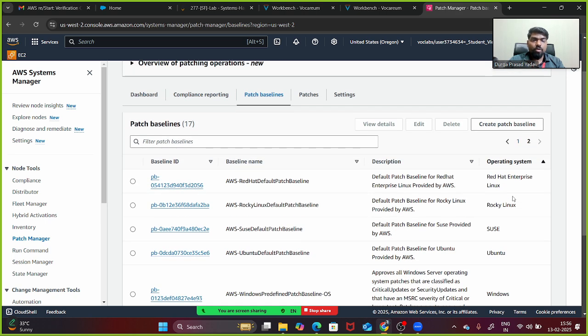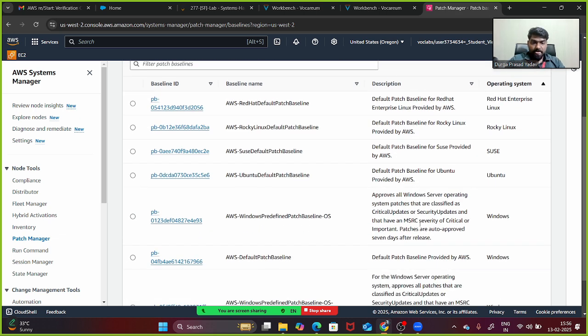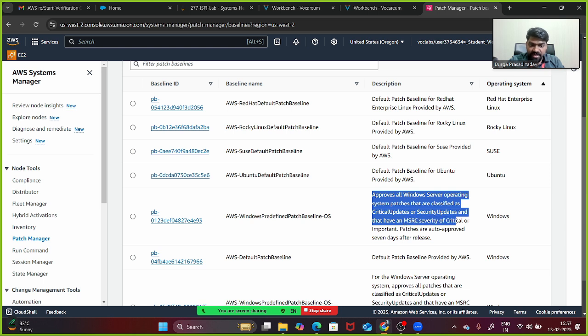Now what is it related to, guys? What is the patch all about? What is the baseline? This baseline will check what type of eligibility, you can say. Let's say we are talking about Windows. This approves all Windows Server operating system patches that are classified as critical updates or security updates, and that have an MSRC severity of critical or important. Patches are auto approved for 7 days after release.